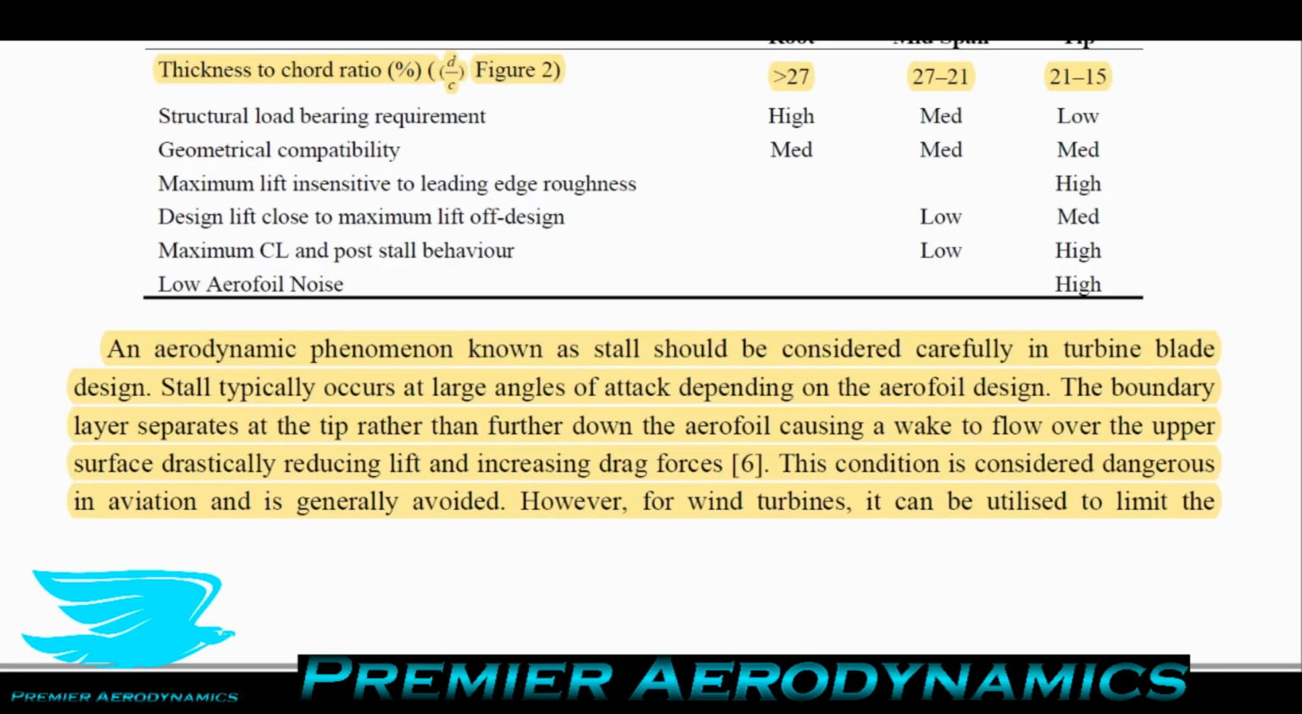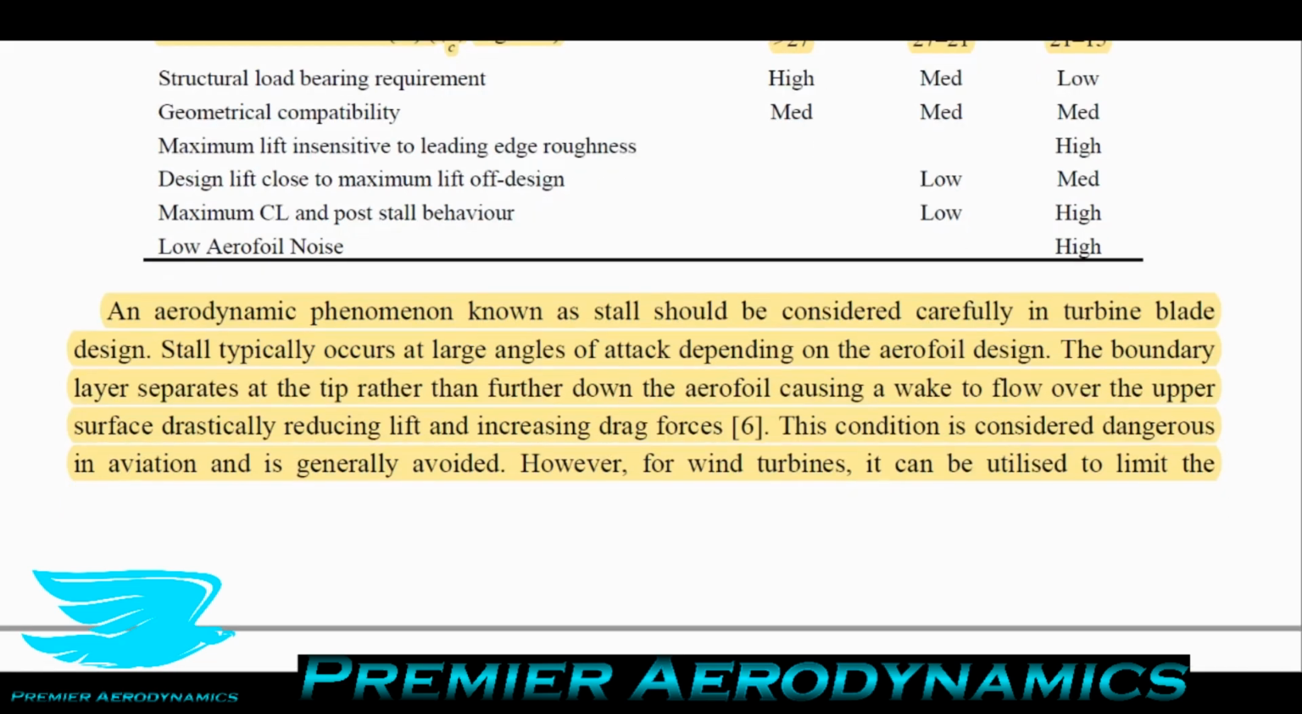So they say the boundary layer separates at the tip rather than further down the airfoil, causing a wake to flow over the upper surface, drastically reducing lift and increasing drag forces. This condition is considered dangerous in aviation and is generally avoided, and that's true.